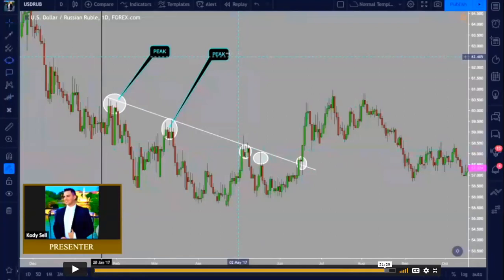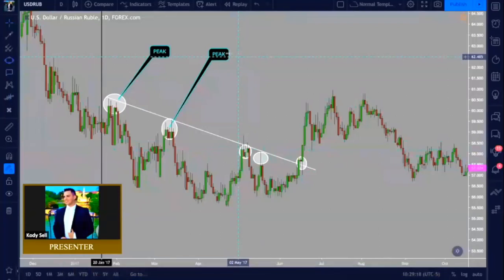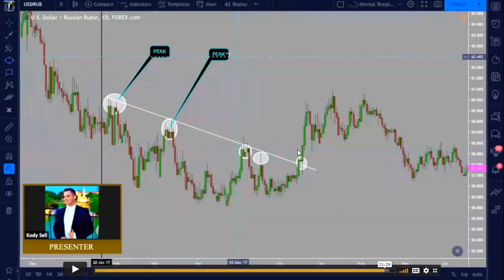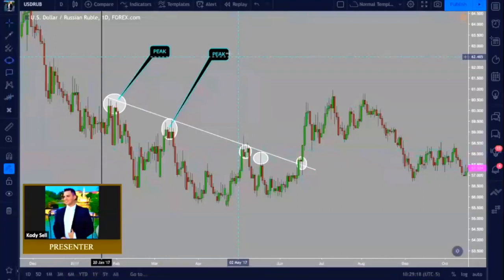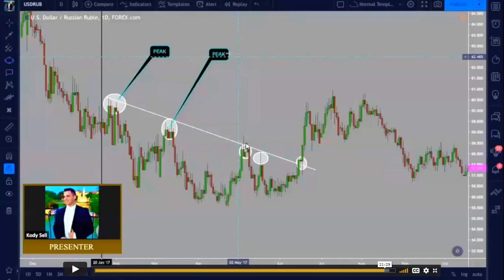I have a question, please. Yes. So when the wick formed and price couldn't sustain and had to come back down, what's the purpose of moving the trend line to include the wick?